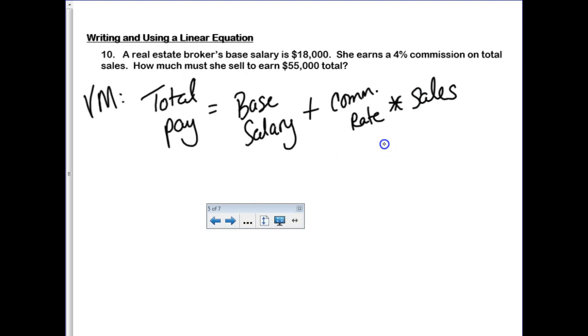So I know a lot of this information. The total pay I want to be $55,000. The base salary I think we know is $18,000.